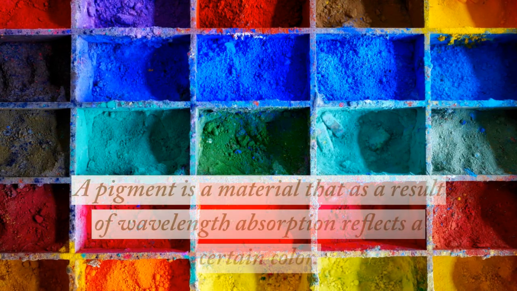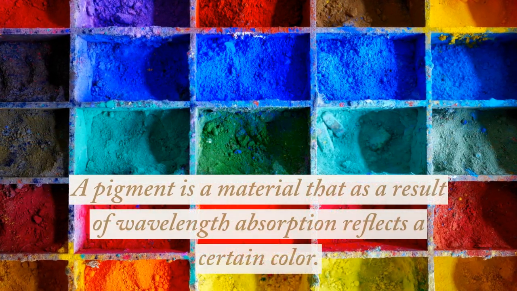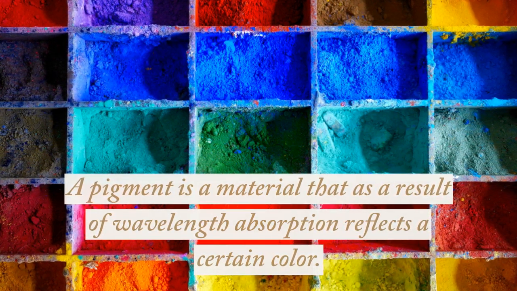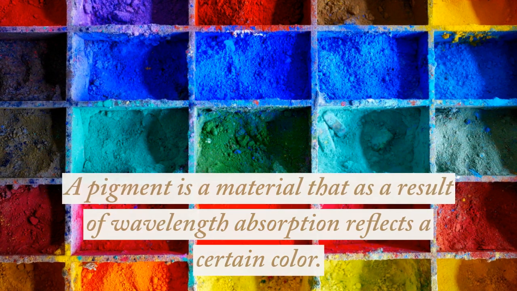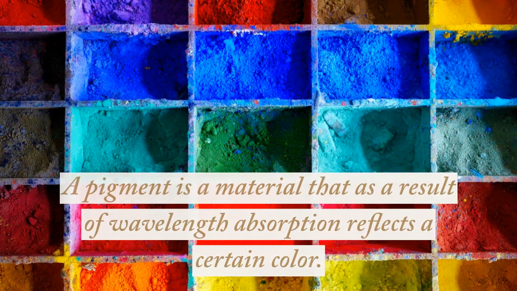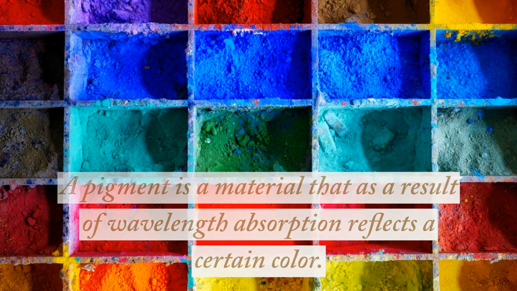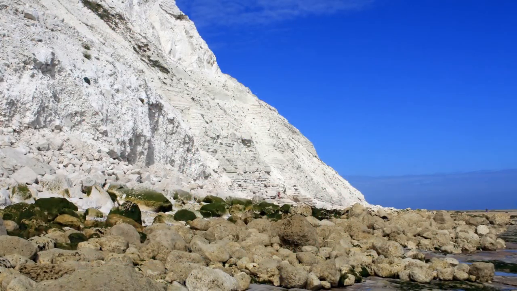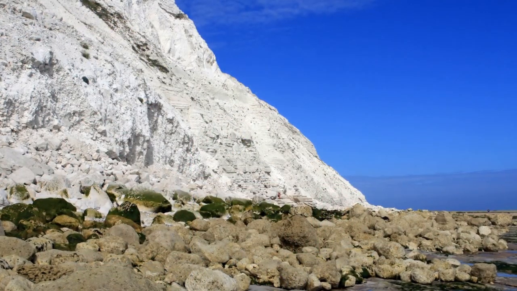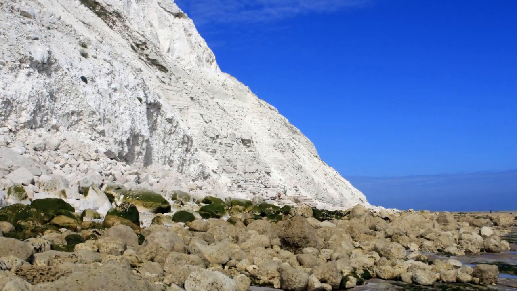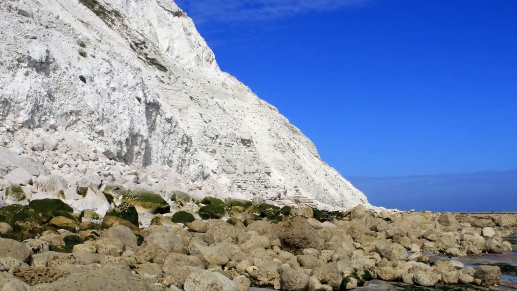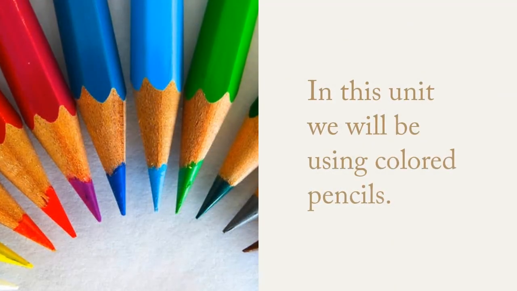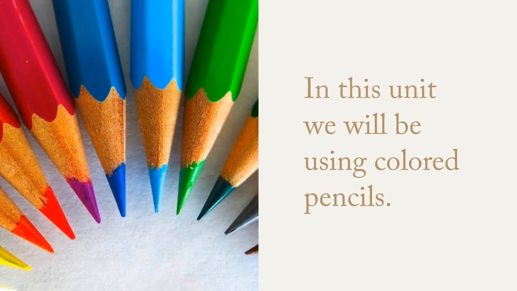The inner surfaces of your eyes contain photoreceptors, specialized cells that are sensitive to light and relay messages to your brain. You're able to see an object when light from the object enters your eyes and strikes these photoreceptors. A pigment is a material that, as the result of wavelength absorption, reflects a certain color. Pigments may be organic, meaning found in nature, or synthetic, which means they were created in a lab. For example, white paint was originally derived from sedimentary minerals. In this unit, we will explore color with the use of colored pencils.